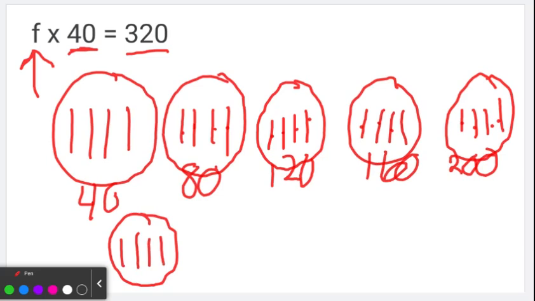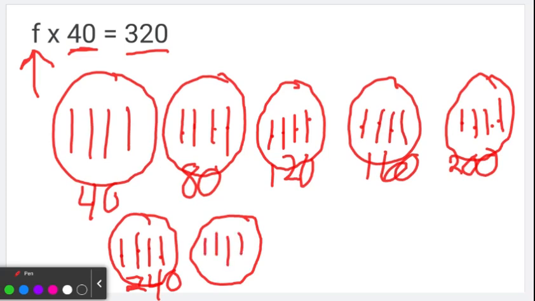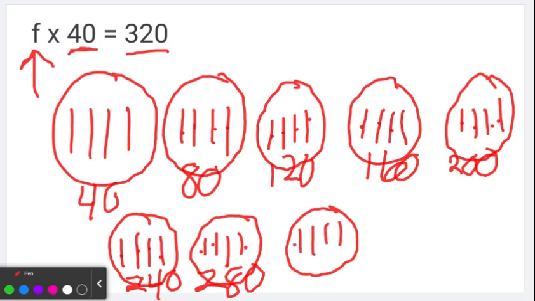So we left off at 200, 210, 220, 230, 240, which means we need another group. Okay, so 250, 260, 270, 280. And we're not at 320 yet, so we need to add another group. So 290, 300, 310, 320. So we are at our goal of 320.